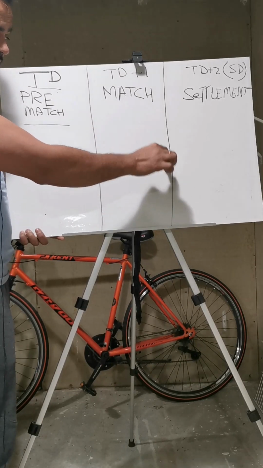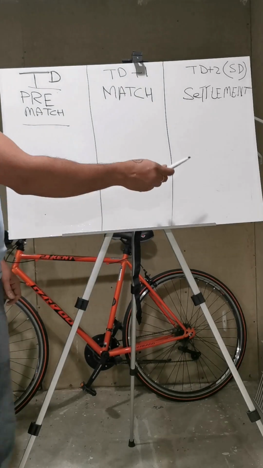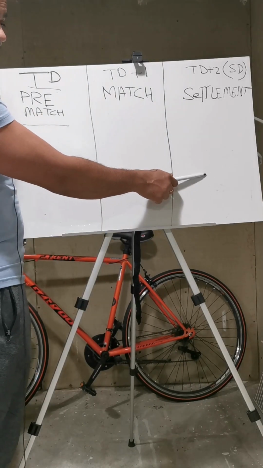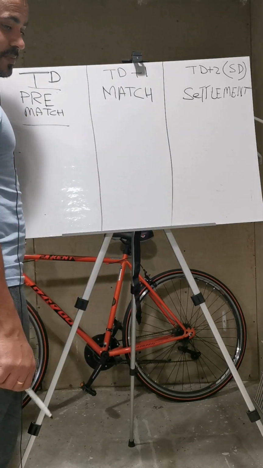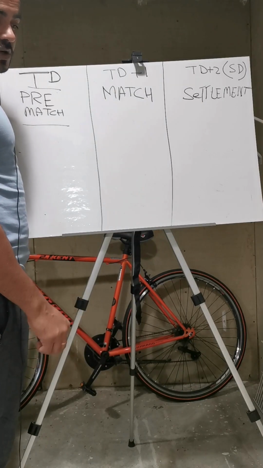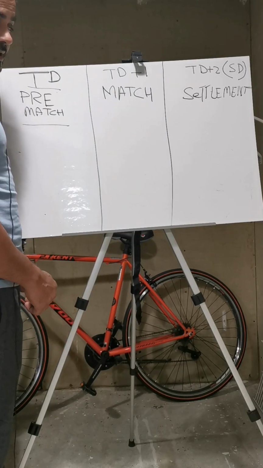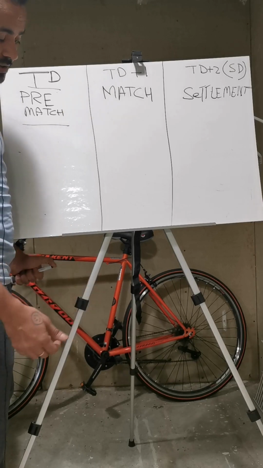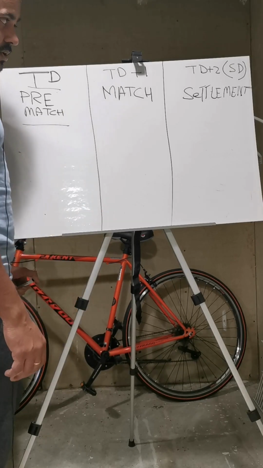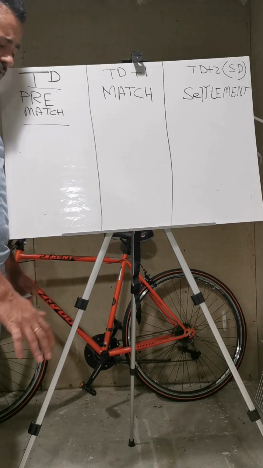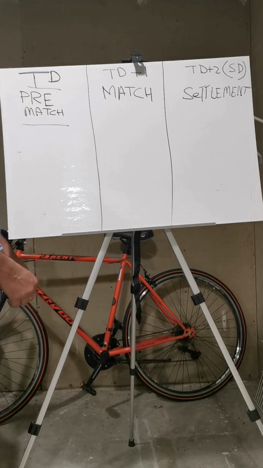If it fails on the settlement date and goes to SD+1, then a lot of cost and charges will be involved, and your claims team will be involved in these things. So this is just the basics of settlement, and I hope you understand.